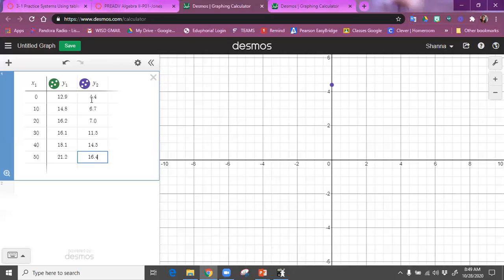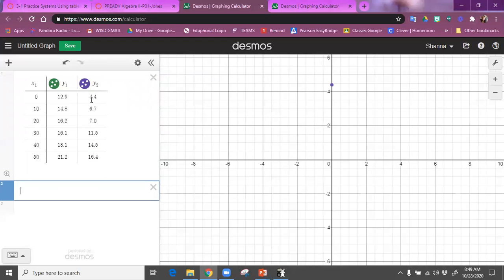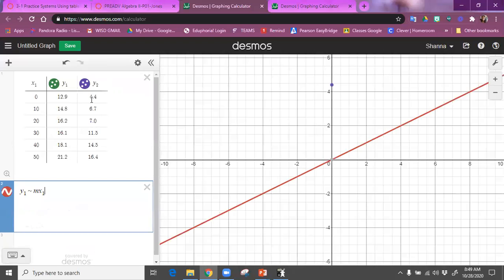So step 4, it says find the regression model and input box 2. So we're going to go to box 2. We're going to type, as you can see on your paper, y1, and we're going to use the tilde symbol, which is next to 1, mx1 plus b.